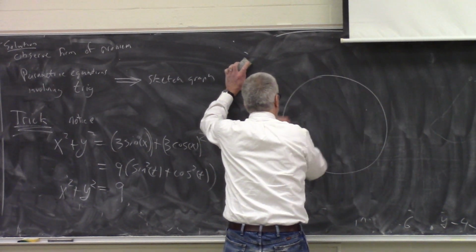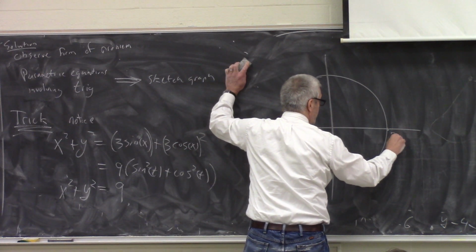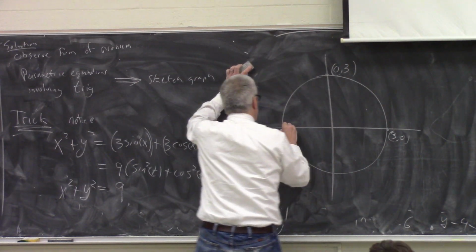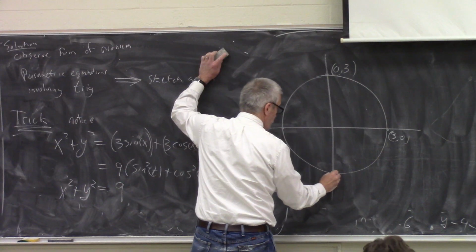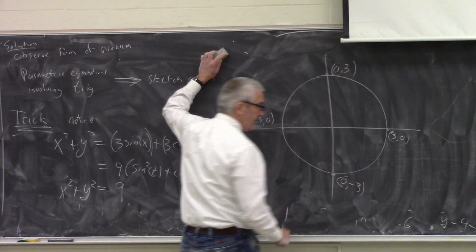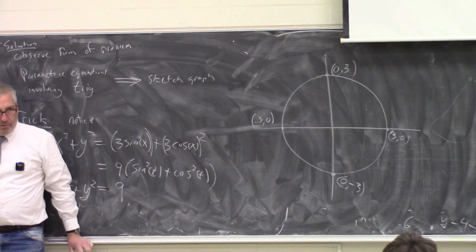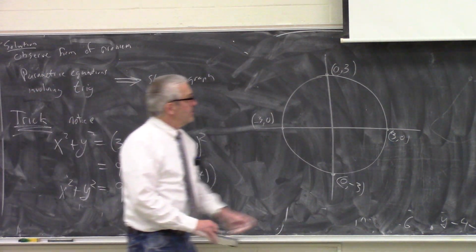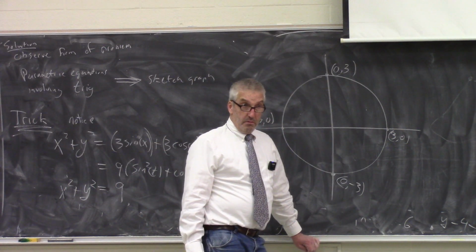So there's our graph. And so it goes through 3, 0, 0, 3, minus 3, 0, and 0, minus 3. But it doesn't give any indication of the evolution in time. Time goes from 0 to 2 pi. So that just means that we start here and go around, right? Well, no.